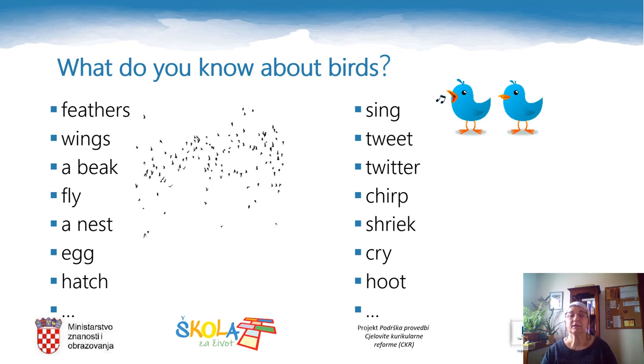We'll next focus on the verbs. Verbs that describe the sounds that birds produce. We usually say that the birds sing, ptice pjevaju. Some birds sing. But there are a lot of verbs that describe what birds do. They tweet, they twitter, they chirp, they shriek, they cry, they hoot. Not all of them, but some birds.